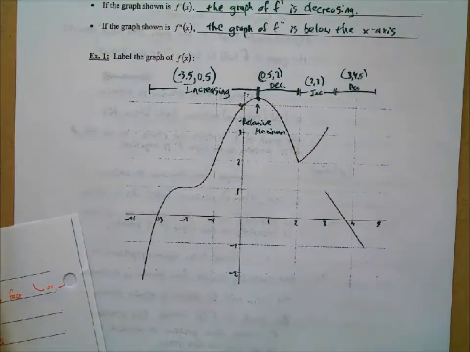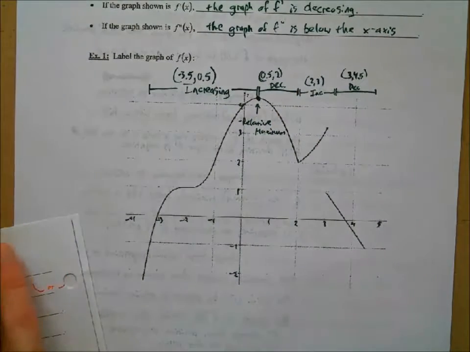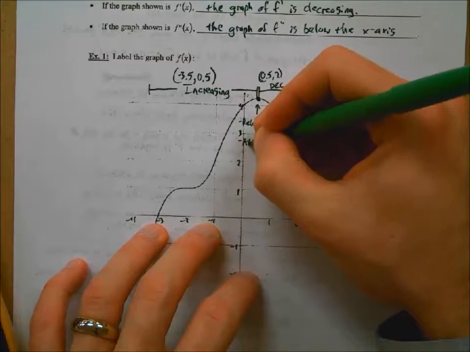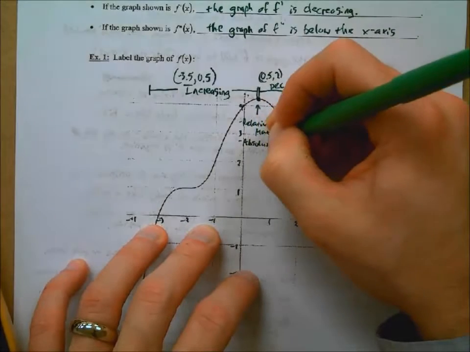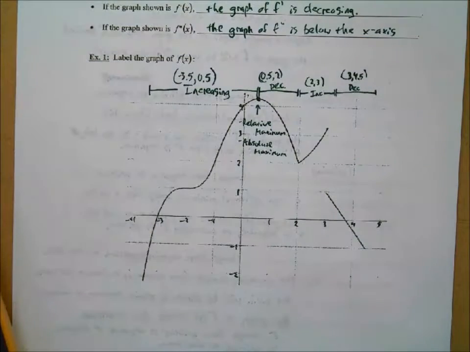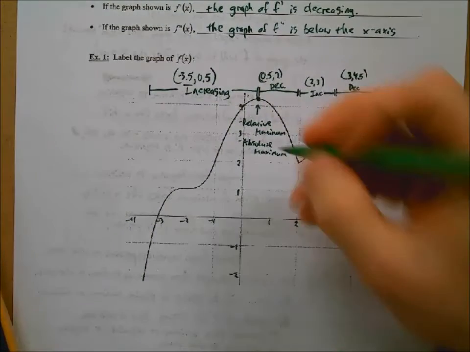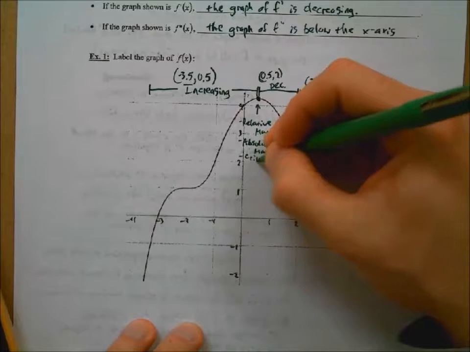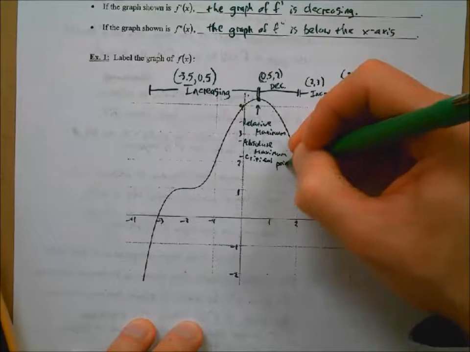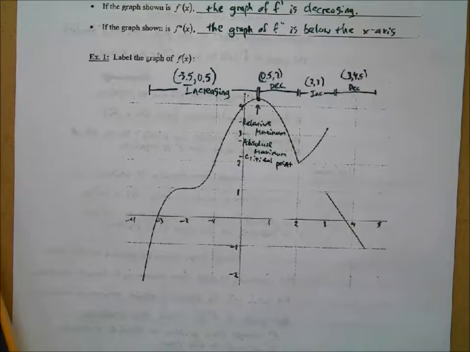What other kind of maximum could we say that is? It's the absolute maximum too, right? It is the highest point of our graph. We could also call it a critical point too if we wanted to. It's where the derivative is zero. We could name it a critical point as well. So all those things are true about that point up there.